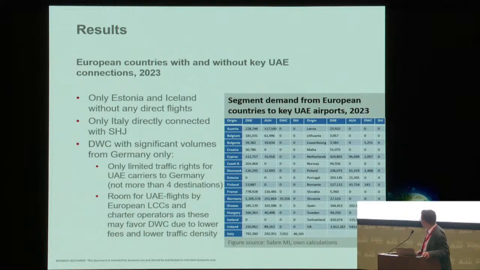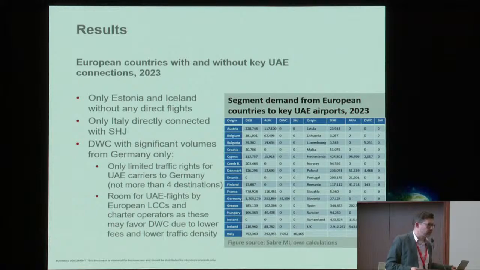And also what we found interesting is that the new airport, Dubai World Central, has significant passenger volumes only from Germany. Also some passengers, it's the third column in the table, DWC, and you see there are some passengers from Netherlands, Luxembourg, Italy, but 35,000 passengers from Germany.